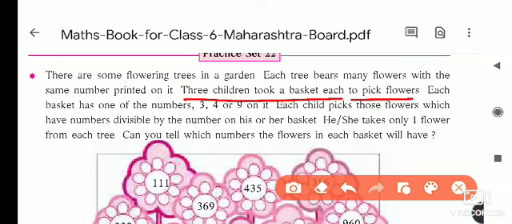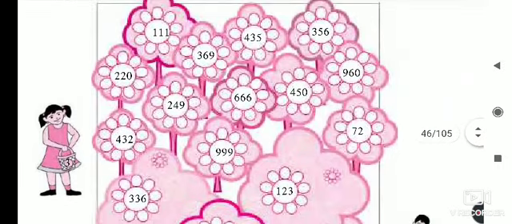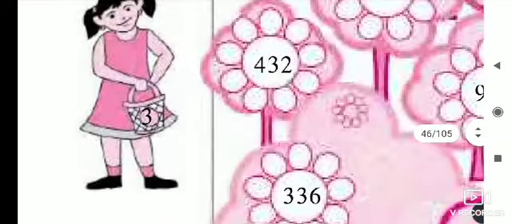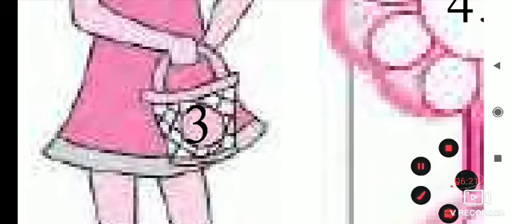Each basket has one of the numbers 3, 4 and 9. If you see here, three students or children are there. Here one girl is there. On her basket, which number is written? The number is 3.